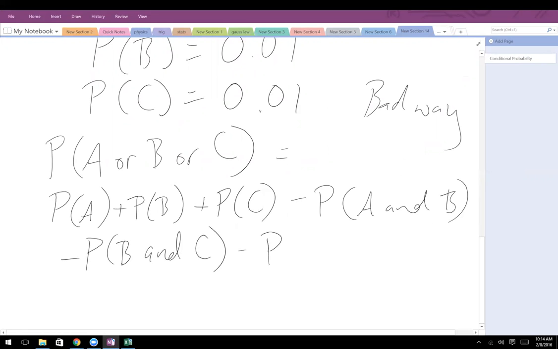And I also double counted if I have A and C, right? Well, what if I have all 3 of them? If I have A, B, and C, well, I counted it 1, 2, 3 times, but I took it away when I did A and B. I took it away again when I did B and C. I took it away again when I did A and C. So I counted it 3 times, but I took it away 3 times. So I really haven't counted it at all yet, right? So I would have to add back in A and B and C.